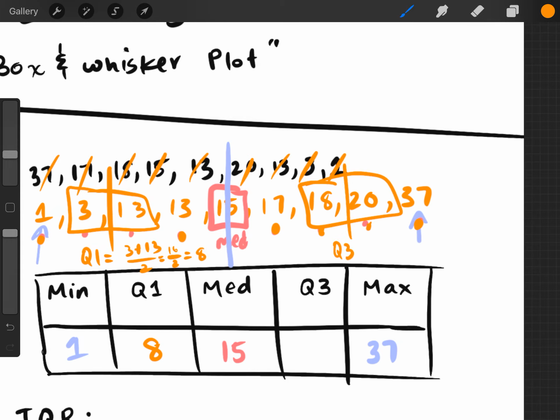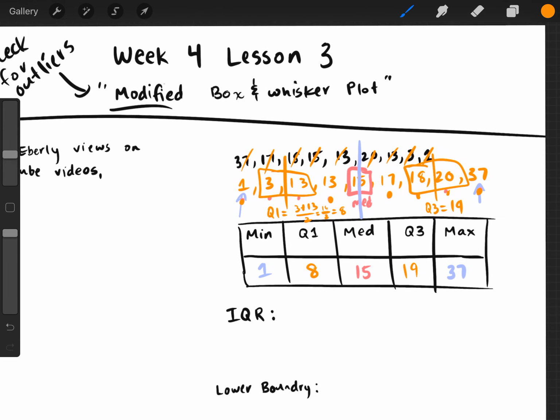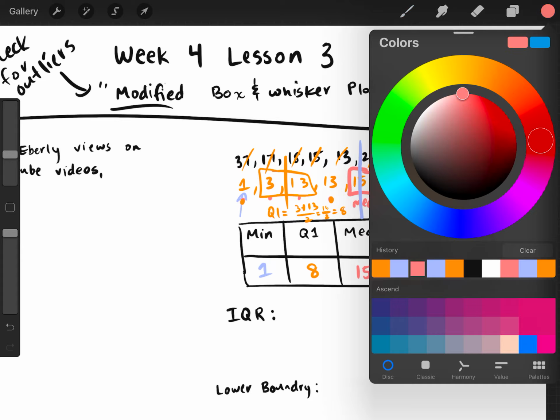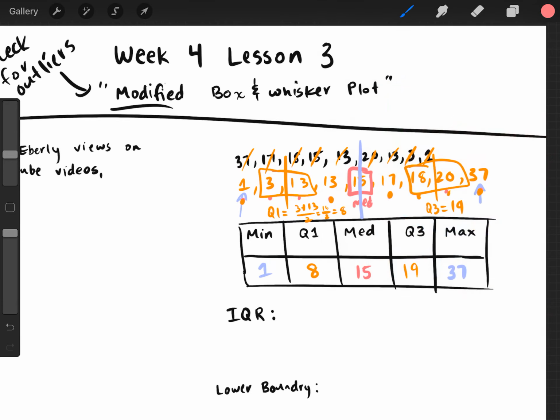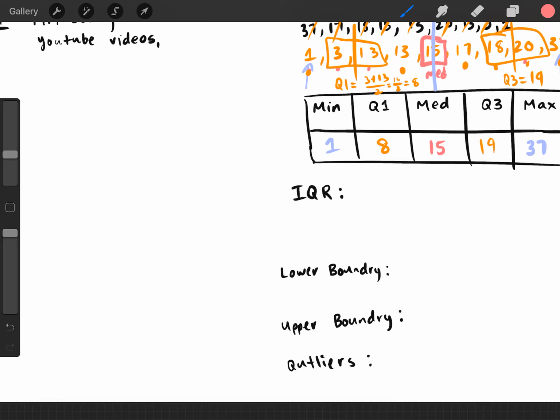16 divided by 2 is 8. I know we've done this before. We have Q1 is 8. I just want to show you guys this is the same thing that we did. It's just we're adding on some steps, right? We find the median for that second piece. We end up between 18 and 20. Between 18 and 20 is our Q3, which is 19.